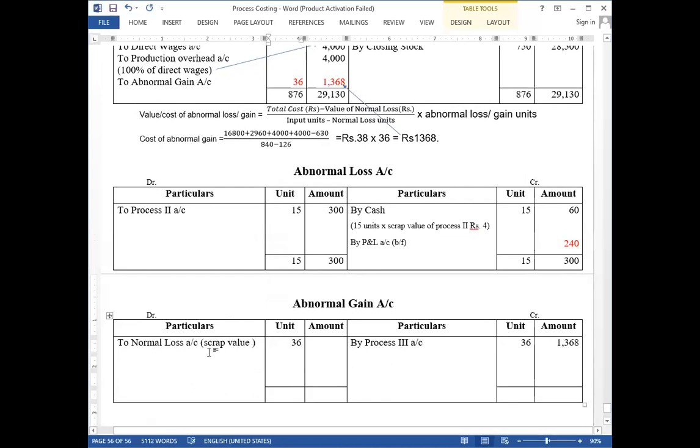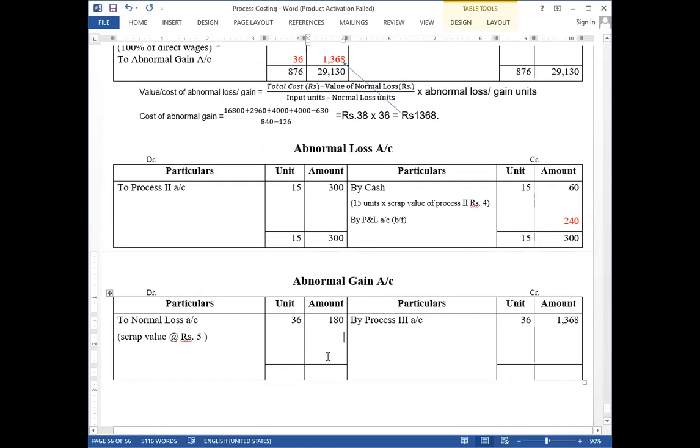And what is the scrap value? The scrap value of this one is at the rate of rupees 5. So 36 units at the rate of 5 is how much? 36 into 5 rupees, 180 rupees. That's all. You can balance it. Whatever balancing figure comes, that you can transfer to P&L account.